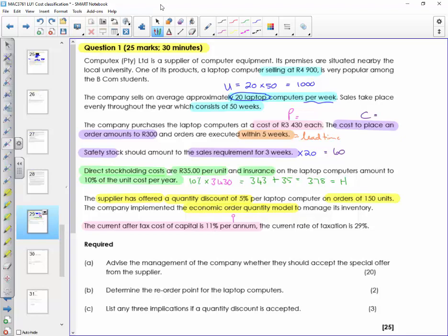The current tax rate, which they don't always have to give you, and if they don't give it to you, you ignore it. The current tax rate is 29%. So the after-tax cost is 11% times 1 minus t, which is 11% times 1 minus 0,29. So 11 times 0.71 gives you 7,81%. Okay, after tax.